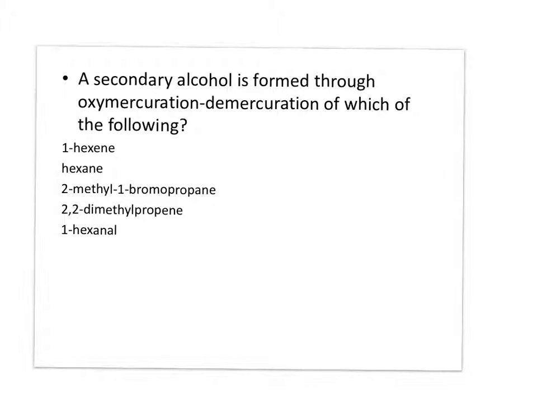So in order to answer this question, it is probably useful to either envision or draw all 5 of these compounds, just so we know what they look like. So 1-hexene looks like that. Hexane looks like that. 2-methyl-1-bromopropane looks like that.